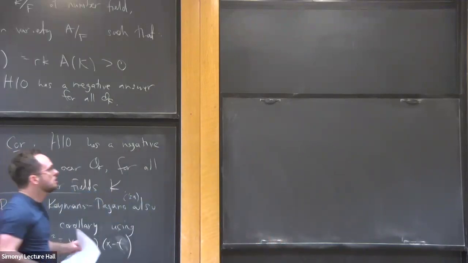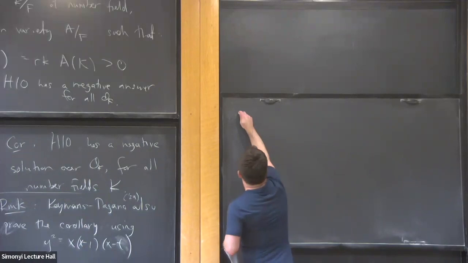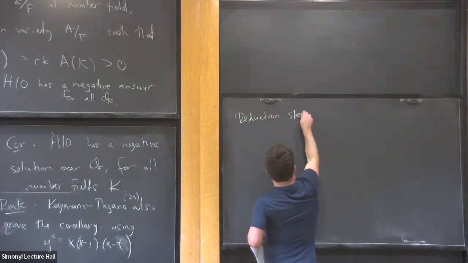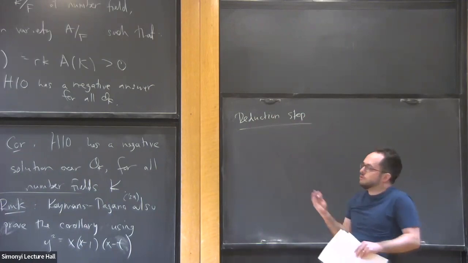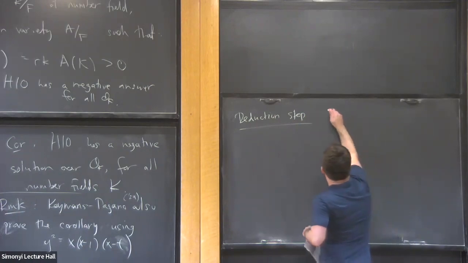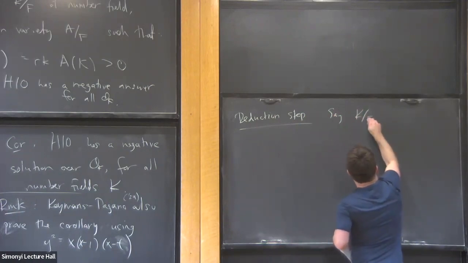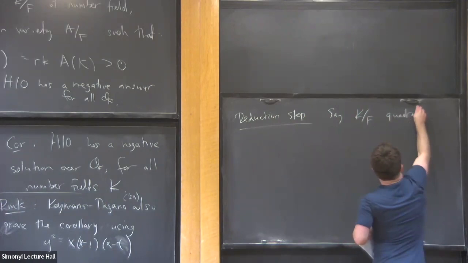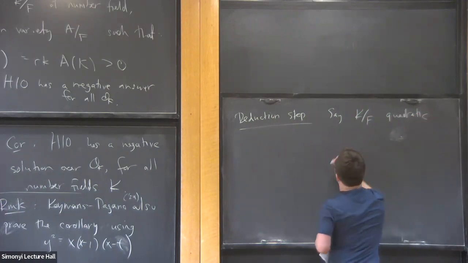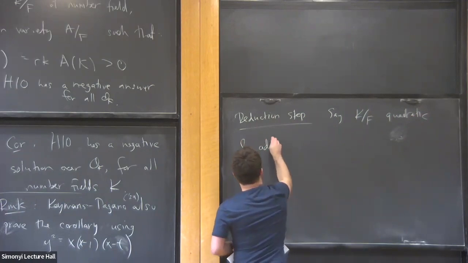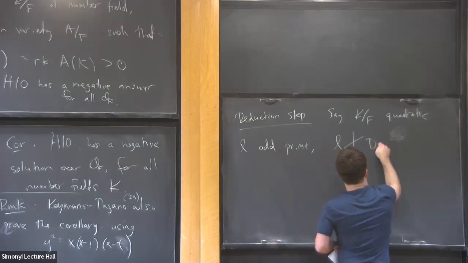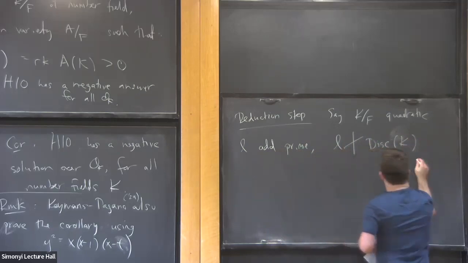Okay, so let's start the proof, and we're going to start with a reduction step. This reduction step is going to determine the dimension of the abelian variety. It will determine which abelian varieties we are even going to look at. So say we have K over F quadratic, and let's take an odd prime L. So let L be an odd prime, not dividing the discriminant of K, let's say.